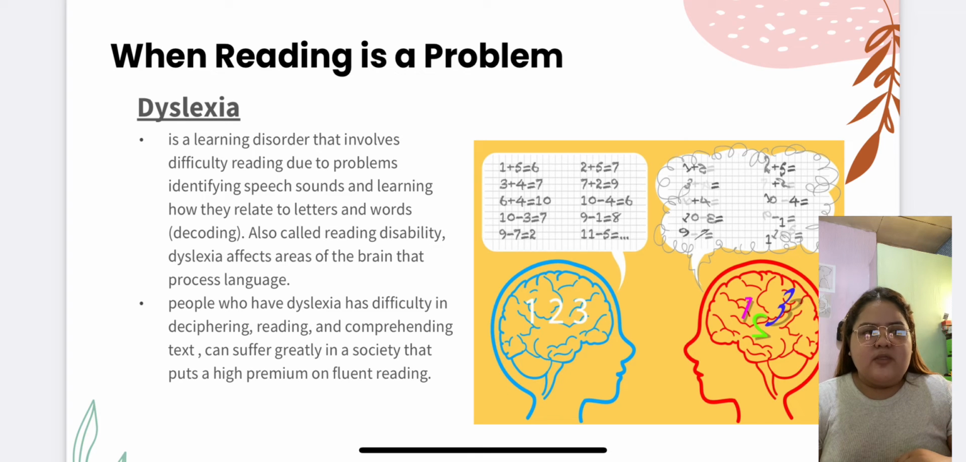So, next, people who have dyslexia have difficulty in hearing, reading, and comprehending text and can suffer greatly in a society that puts a high premium on fluent reading. So, dili siya makasabay sa mga normal na tao na makabasa, maka-relate din sa ilang mga gina-read. So, ang person nga nagasuffer ana kay makitaan po siya difficulty sa pag-analyze, sa pag-comprehend og mga text. So mao na siya ang kaibahan.